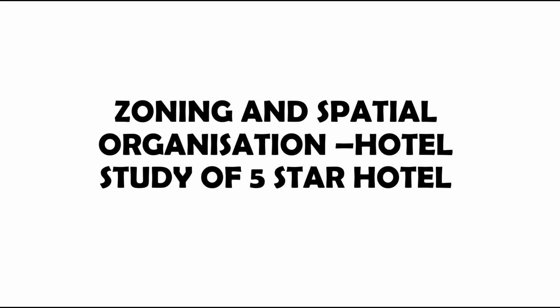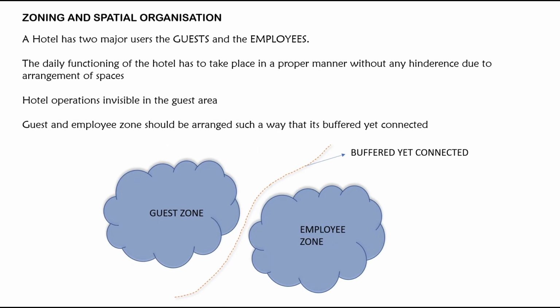Now, let me show you how the hotels are being designed. We say a design is successful when the design is user friendly and it's also functioning properly. And this functioning will depend mainly upon the users. Okay. So in a hotel, there are two types of users. They are the guests and the other one is employees. Okay. They too play a very major role in a hotel function.